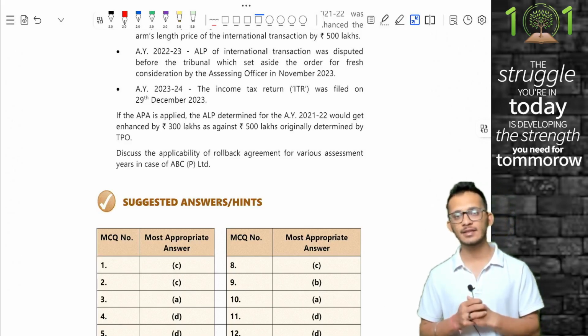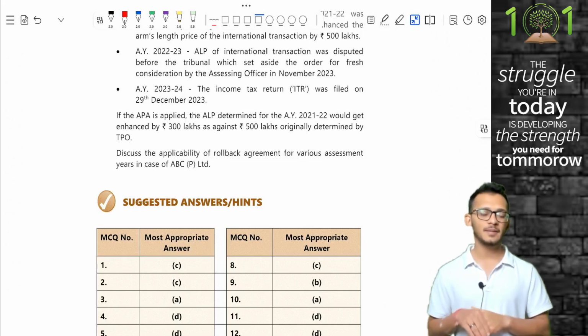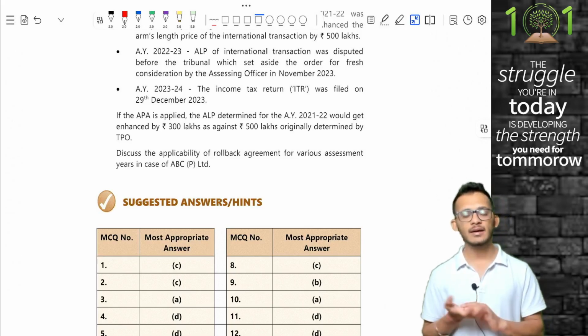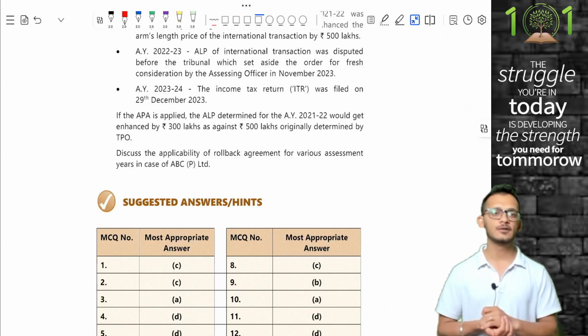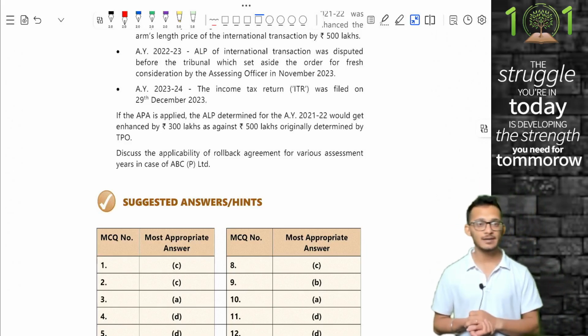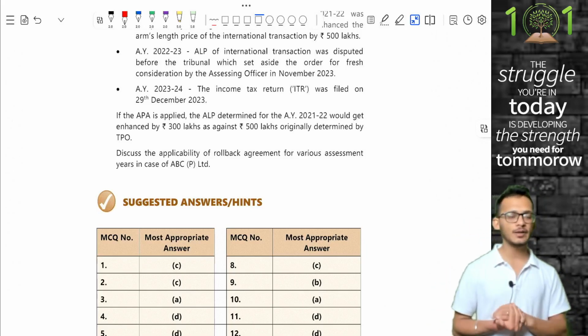Don't lose any subject at this point of time. Every subject is important, especially for May 2024, because it is almost going to be an easy paper considering the fact that it's the first attempt of the new syllabus. Keeping that in mind, please practice yourself well. With this, we conclude today's RTP discussion.